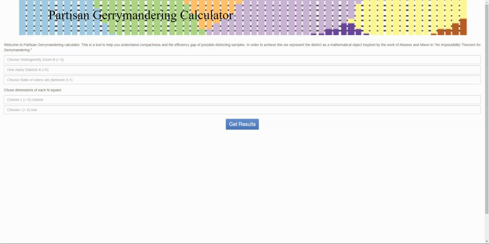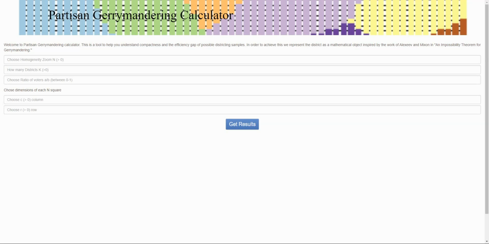This is a demo of Partisan Gerrymandering Calculator. This tool will help you study the sample space of possible election outcomes given various levels of population homogeneity with respect to voting preference. This tool allows you to adjust the level of resolution of homogeneity by simply varying an integer we refer to here as n.